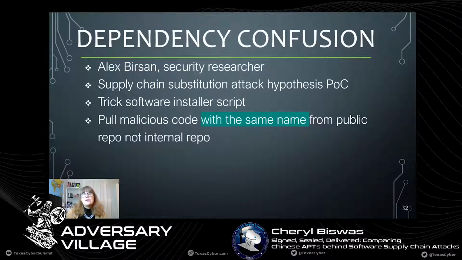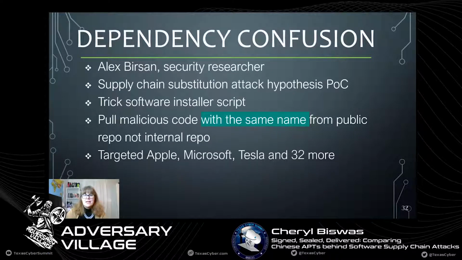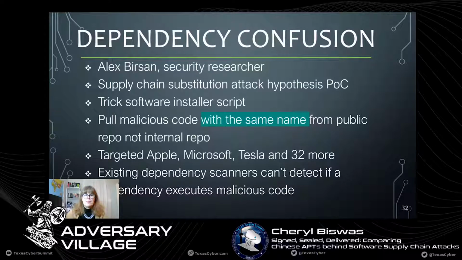Then he targeted Apple, Microsoft, Tesla, and 32 other companies to execute the unauthorized code inside of their networks to show how it worked. Within 48 hours of publication, though, a lot of other parties thought that it was a good idea too. And without permission, they targeted more companies in March, including Amazon and Slack, Lyft, and Zillow. Here's the issue. Existing dependency scanners typically don't detect if a dependency executes malicious code, since those tools are limited to identifying dependencies with known vulnerabilities.